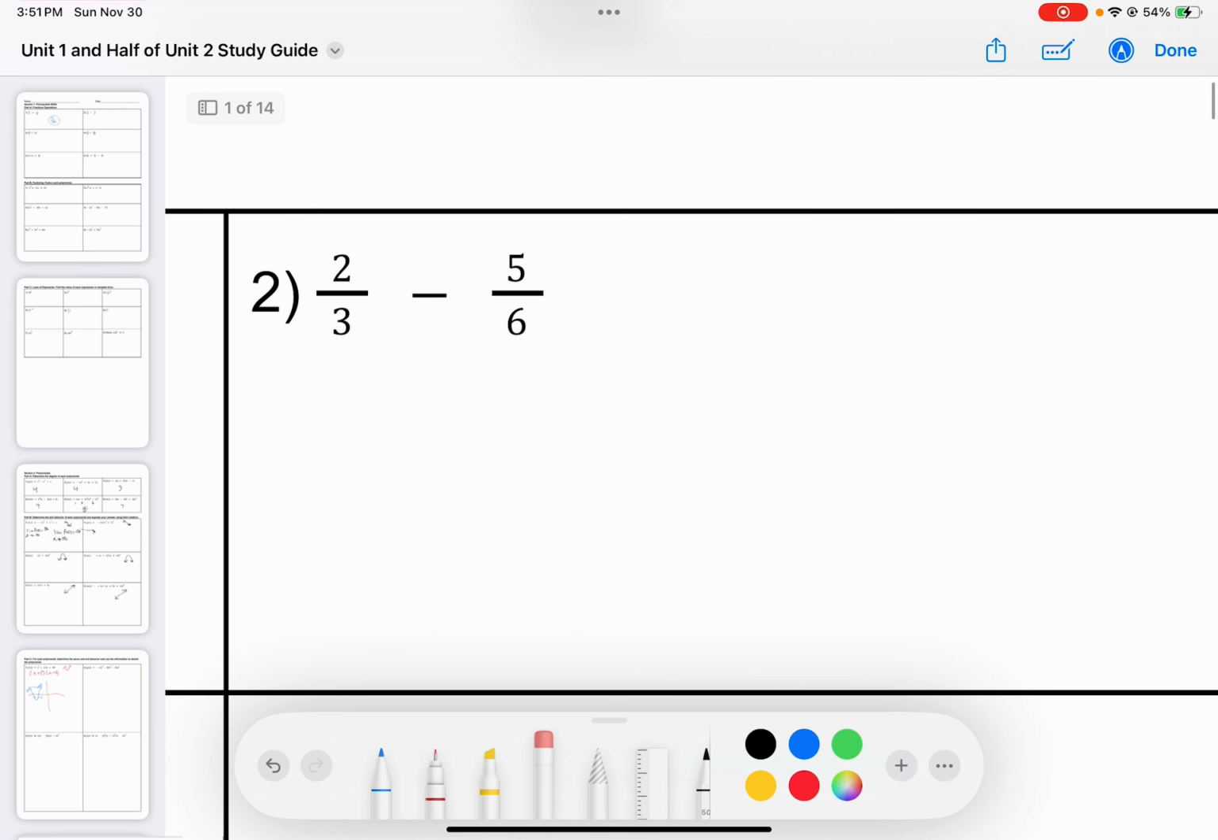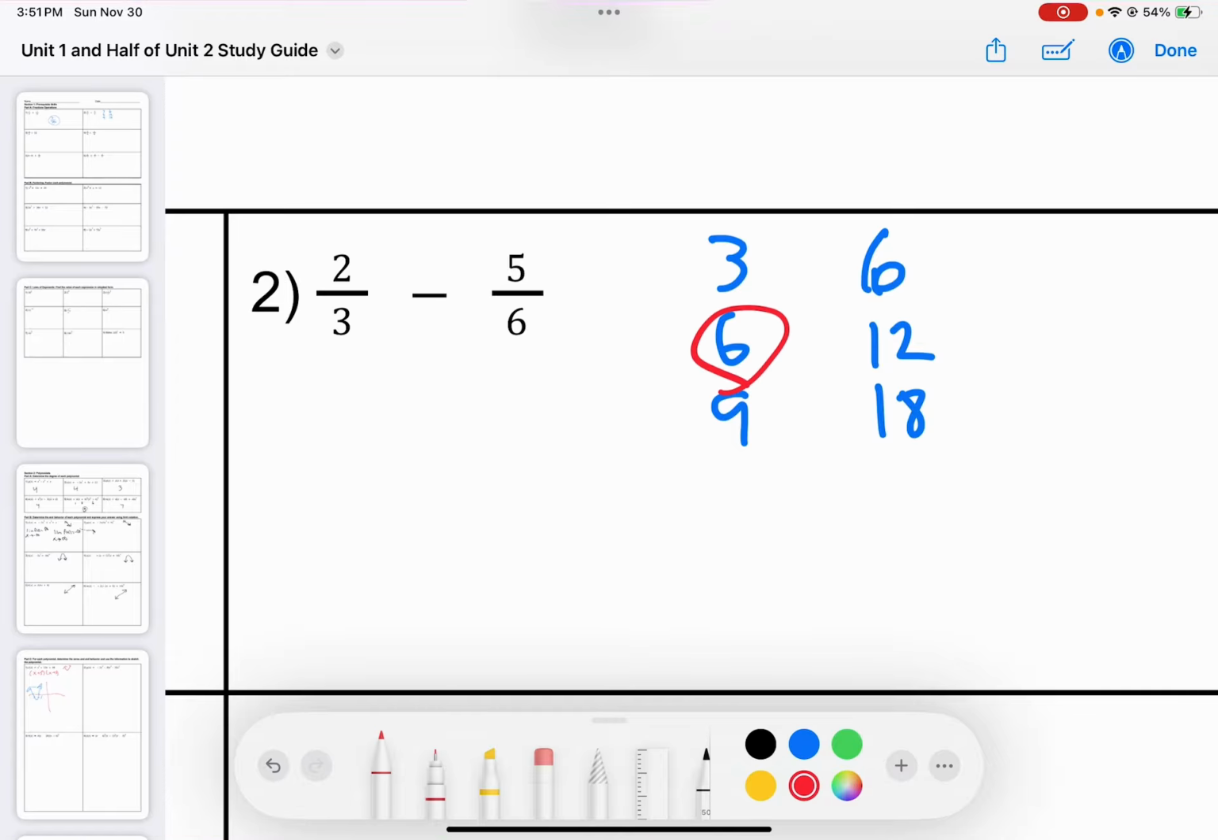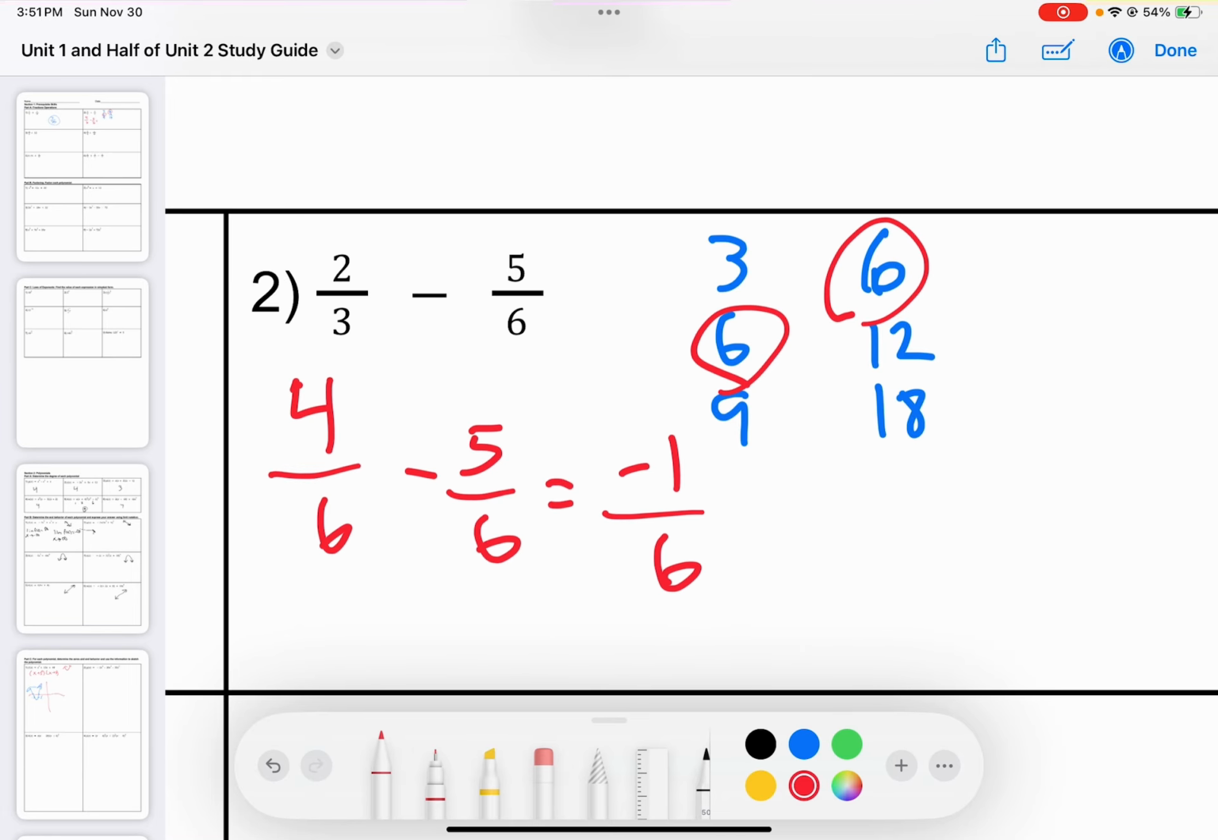Let's move on. 2/3 minus 5/6. Again, you could multiply these, but that's going to be way more work. If I write out 3, 6, 9, count by 3s, count by 6s, and eventually, you guys are AP Pre-Calculus students. You won't have to do this. I don't write these out. The least common multiple between 3 and 6 is 6. So I can change this to 4/6. This already is 6. 4/6 minus 5/6 is negative 1/6.